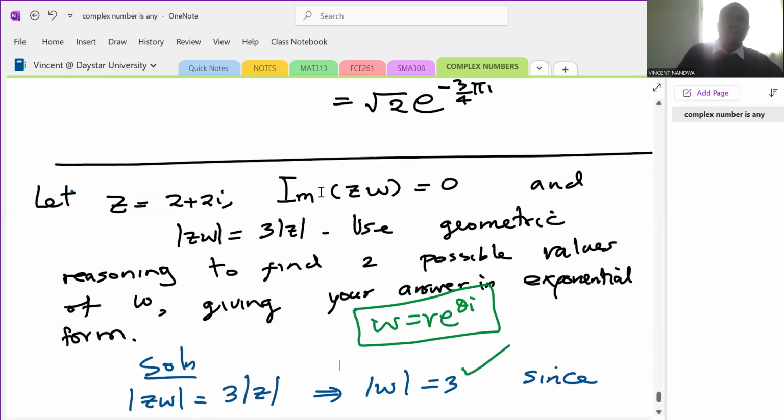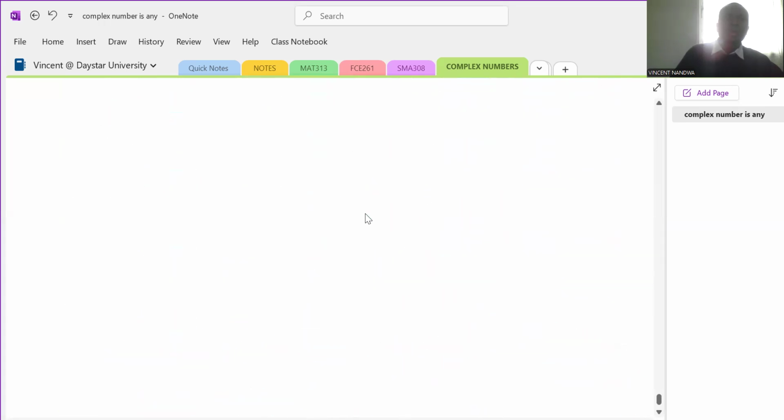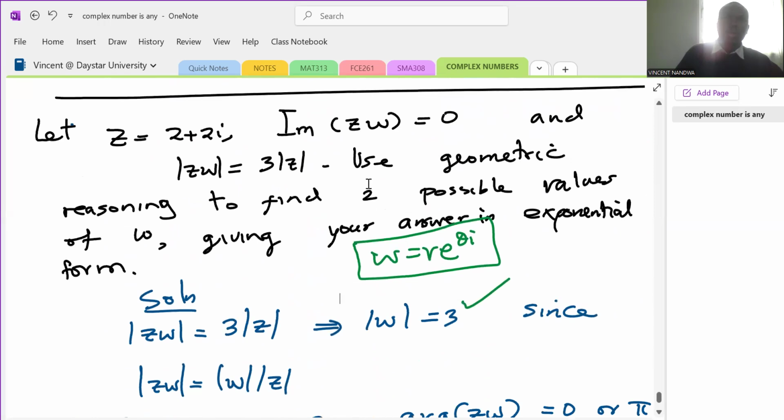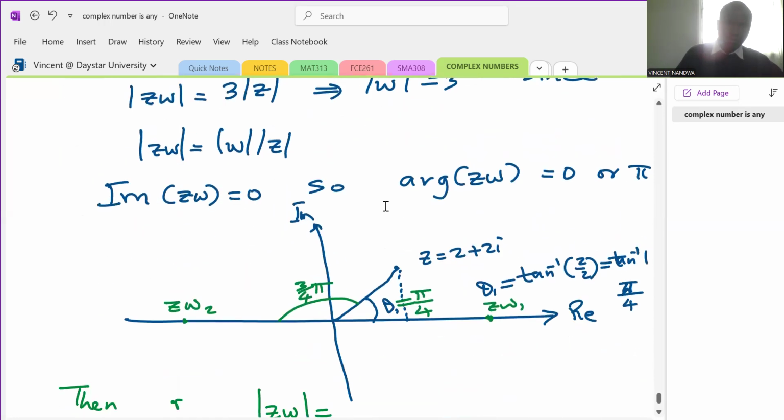Further, we were told that the imaginary part of the product ZW is 0. So when the imaginary part of the product is 0, then it means that the product lies on the real axis, because on the real axis, every value of the imaginary part in the complex number is 0. So the ZW lies on this axis. And then we have now to use geometric reasoning to find the two possible values of W. So W has modulus of 3.